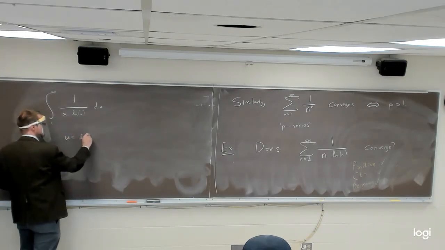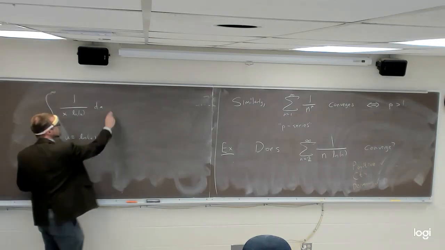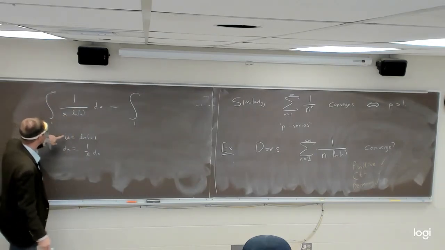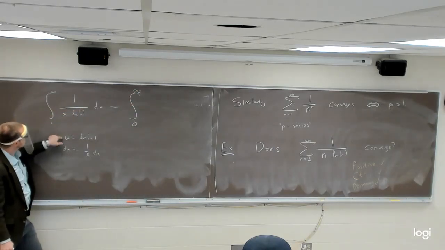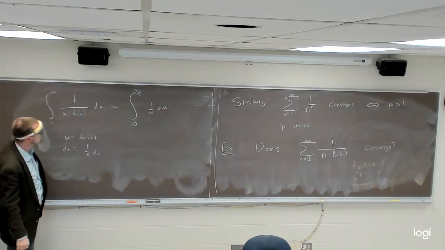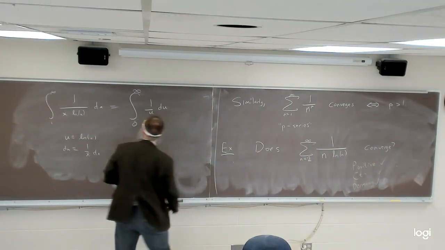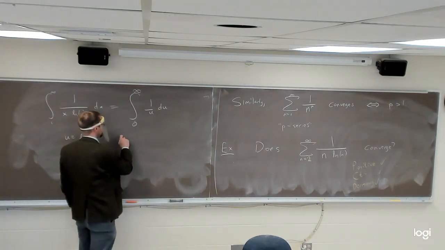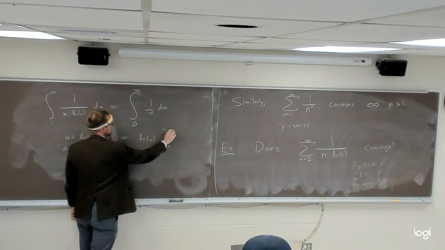So if I do u equals log x, du is 1 over x dx. And then if x goes from 1 to infinity, u goes from the log of 1 to the log of infinity. This is 1 over u du. That actually blows up on both ends. Right? It blows up here because of a 1 over 0, and it blows up here because of a log of infinity.